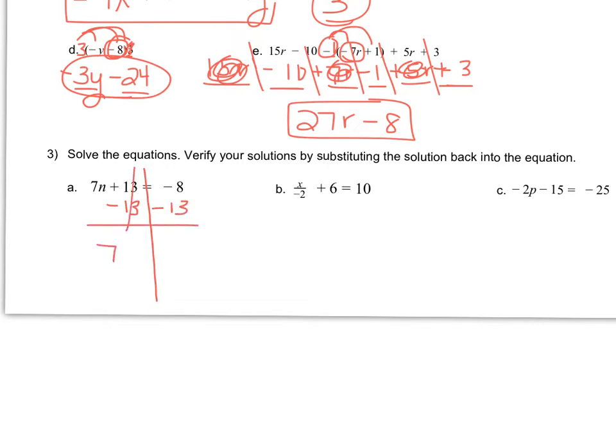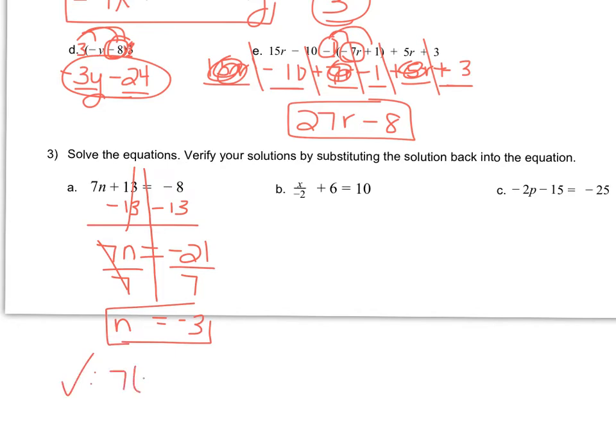So now I have 7n equals negative 21. So then I'm going to go ahead and divide by 7. So n equals negative 3. So if I check, I'm going to plug in negative 3 to verify, does that equal negative 8? So I have negative 21 plus 13 equals negative 8. Sure enough, negative 21 plus 13 does equal negative 8.